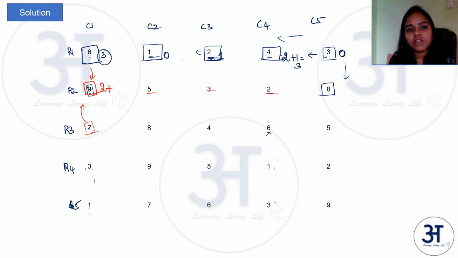2 cannot reach because even though 2 is less than 9, 5 is greater than 2. 8 can reach 9 again, right? Because 8 is less than 9 and all the numbers in between are less than 8. So in the column also 2 people can, in the row also 2 people can reach. So totally 4 possibilities to reach 9.